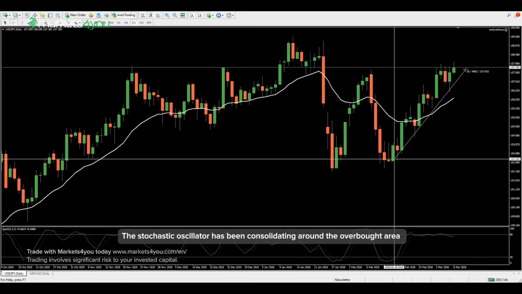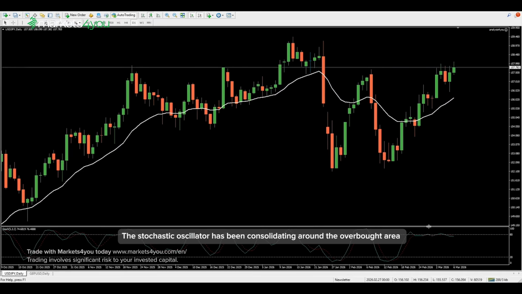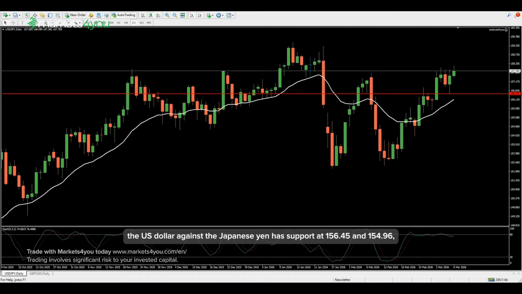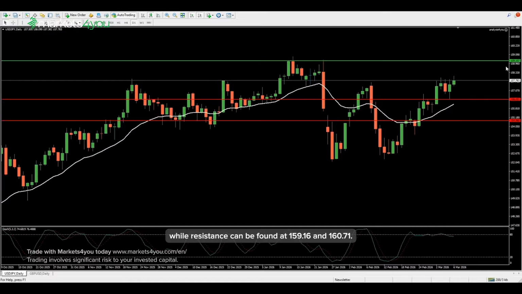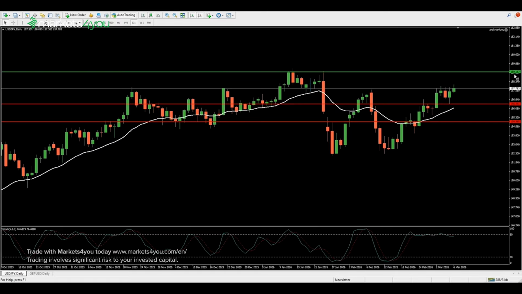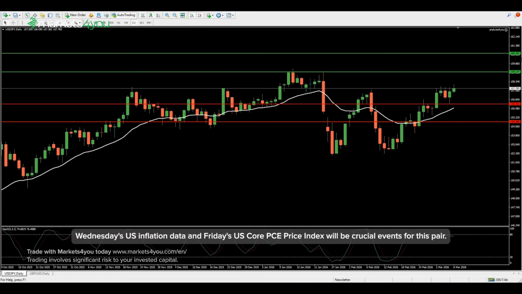The stochastic oscillator has been consolidating around the overbought area for the past few weeks since February 19th, indicating persistent buying pressure. Looking at important levels, the US dollar against the Japanese yen has support at 156.45 and 154.96, while resistance can be found at 159.16 and 160.71. Wednesday's US inflation data and Friday's US Core PCE price index will be crucial events for this pair.